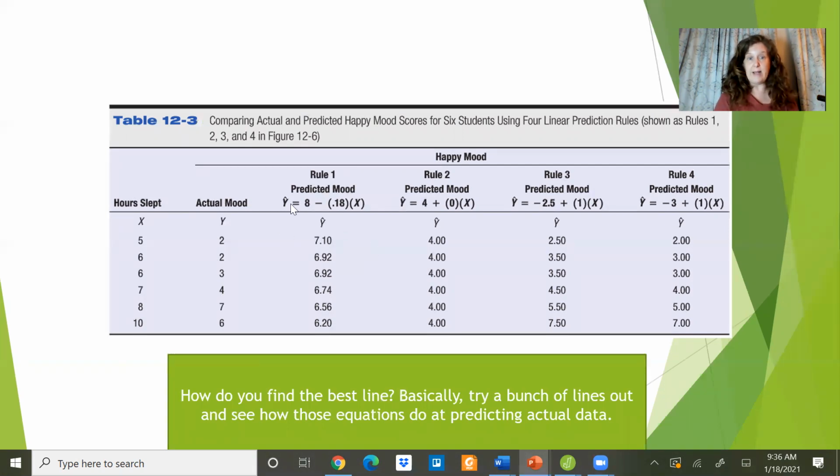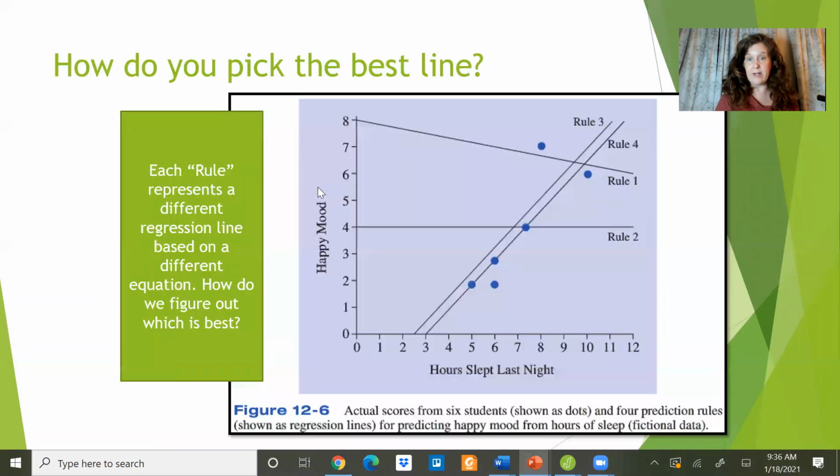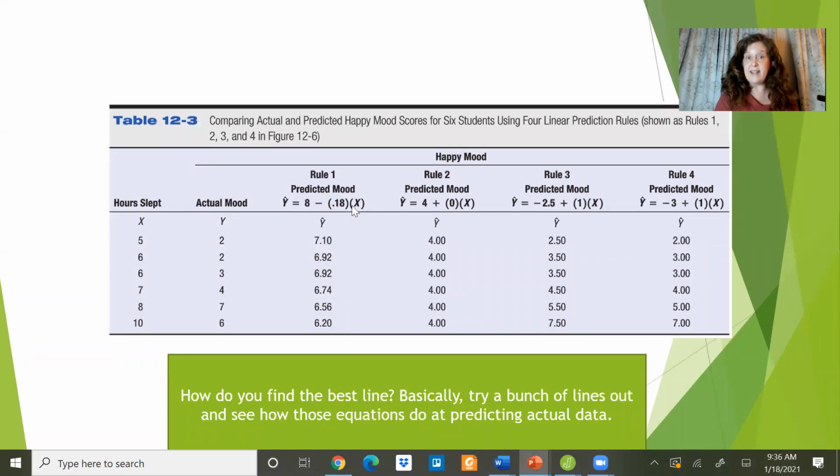So here's rule 1. And this, remember, rule 1 is this wonk line, right? But this is the equation for that line. Rule 2, this is the equation for that line. Remember, 1 and 2 were terrible. Rule 3 and 4, good contenders. So we have rule 3 and 4 here.